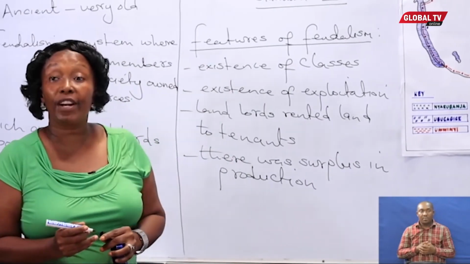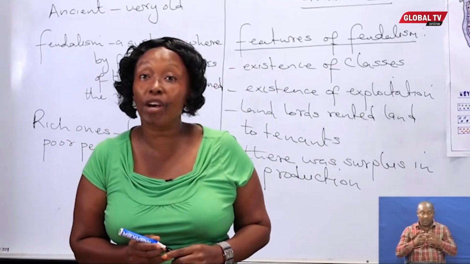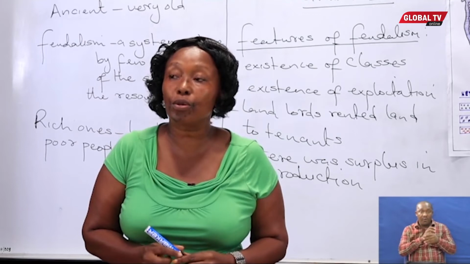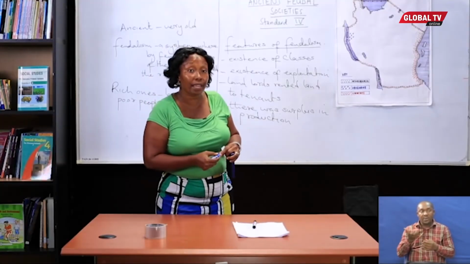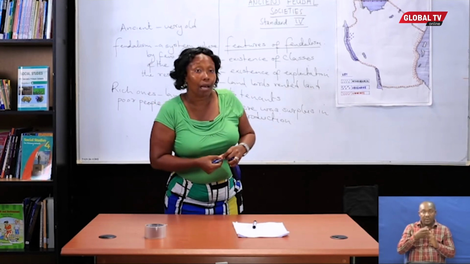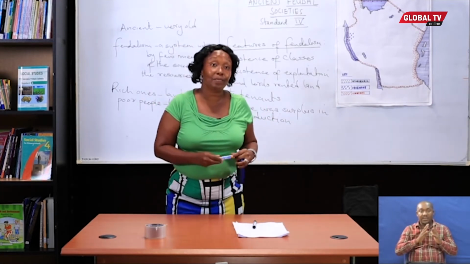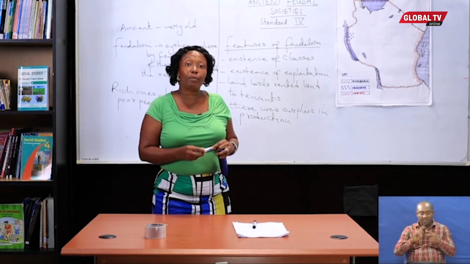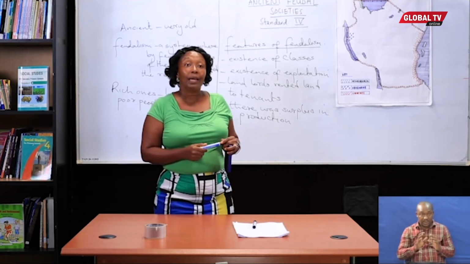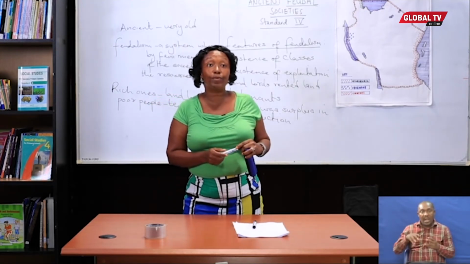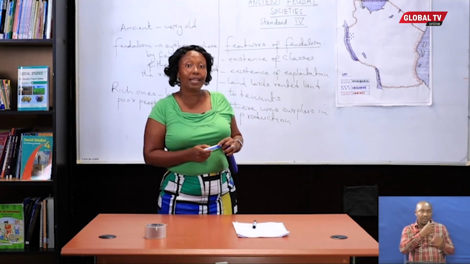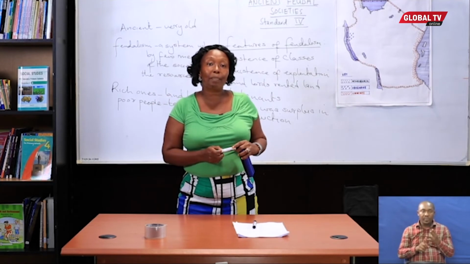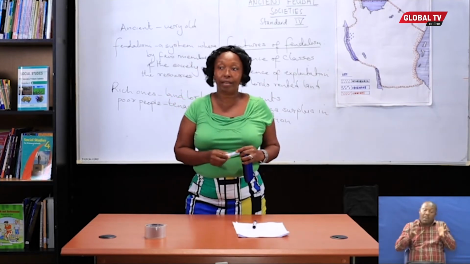So we have already discussed 4 features of feudal society, starting with existence of classes, existence of exploitation, land was rented to tenants, and the last one is that there was surplus in production.